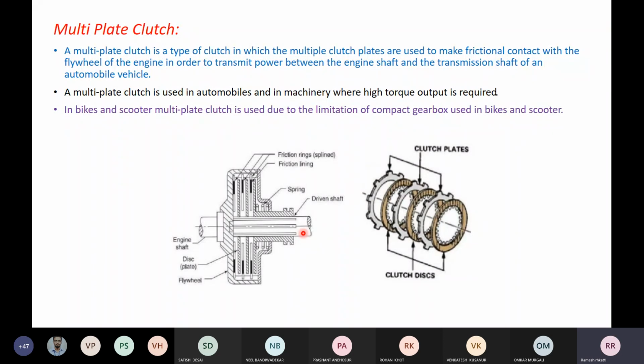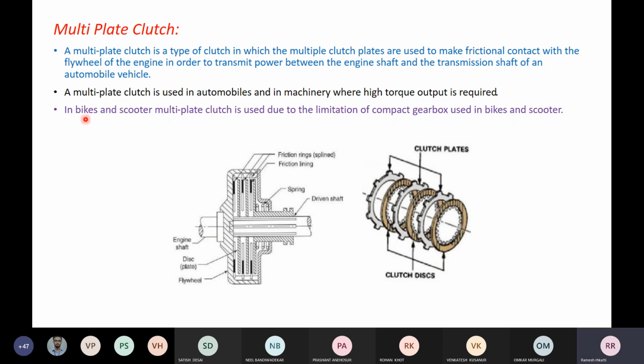Multiple clutches are used in automobiles and in machinery where we require high torque output. If you want high torque output, which is usually required in automobiles and machinery, we can use these multiple clutches. Examples where multiple plate clutches are used are bikes as well as scooters.